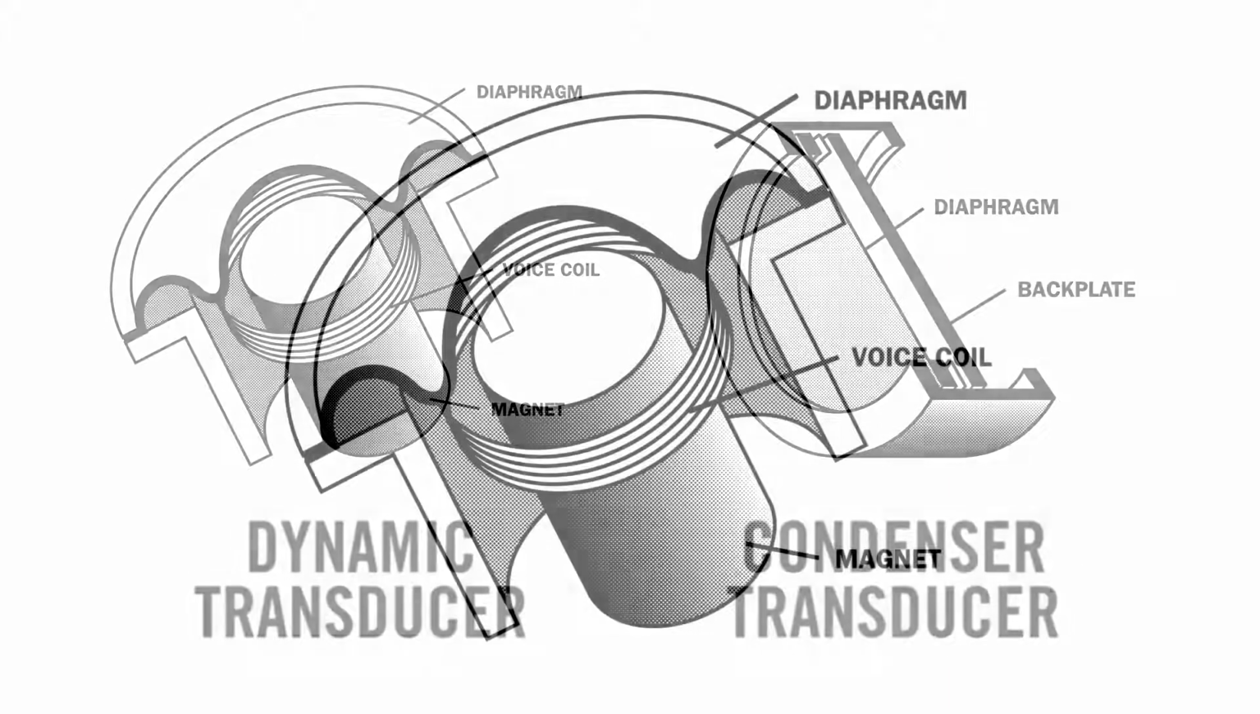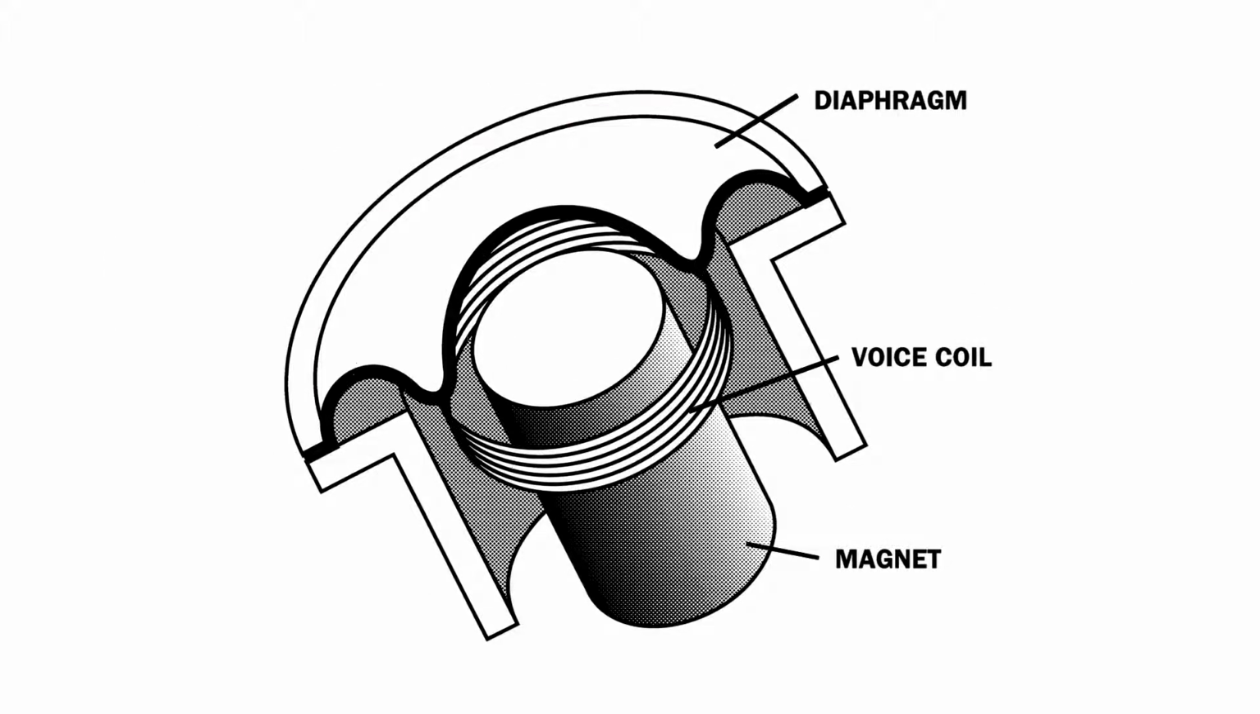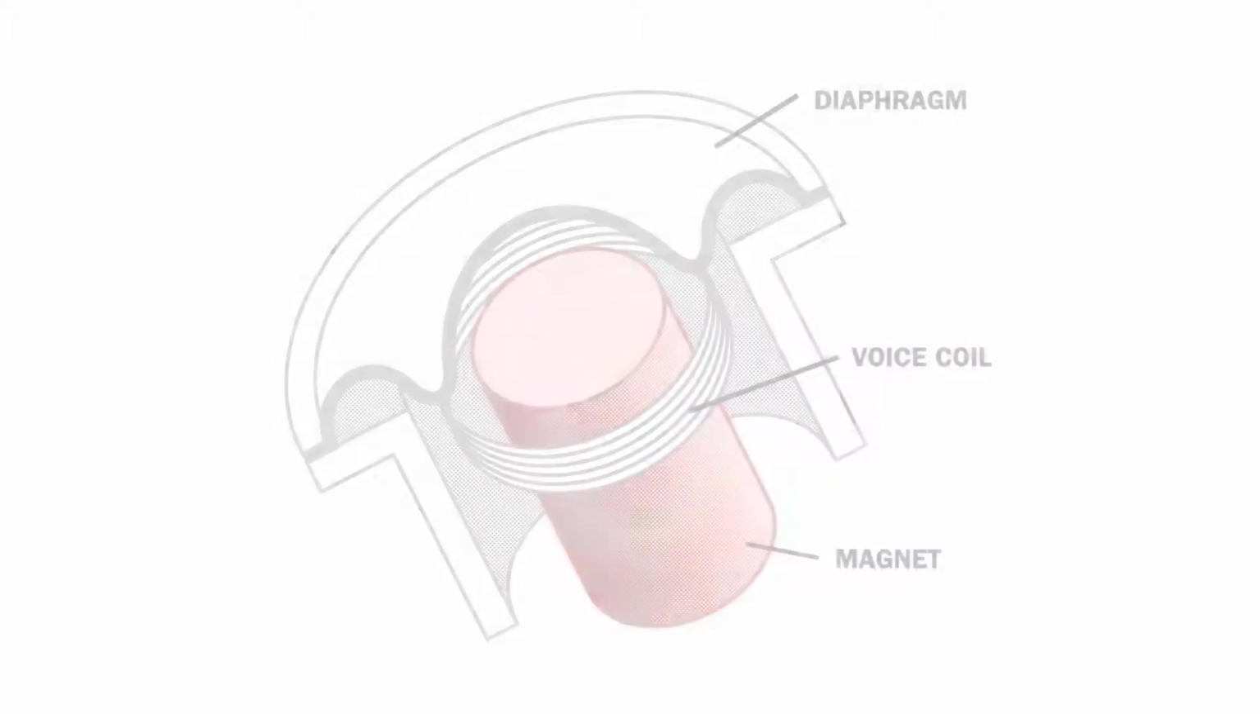In a dynamic microphone, sound waves strike a thin plastic diaphragm and cause it to vibrate. A coil of wire attached to the back of the diaphragm vibrates along with it. As the coil moves back and forth, it passes through a magnetic field created by a magnet, which generates an electrical signal that corresponds to the sound.